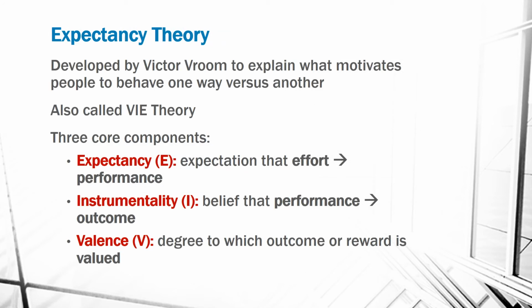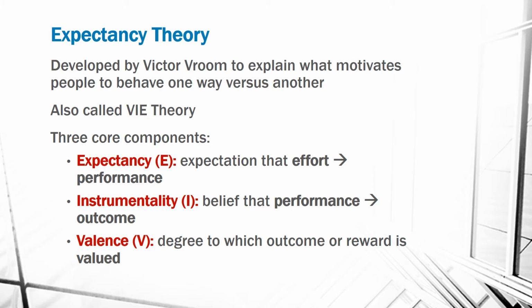Now let's talk about expectancy theory. Expectancy theory was originally developed by Victor Vroom in the 1960s, and it explains what motivation people have or their tendency to behave one way instead of another, focusing on their goals and where they put their efforts. There are 3 core components to expectancy theory: expectancy, instrumentality, and valence.